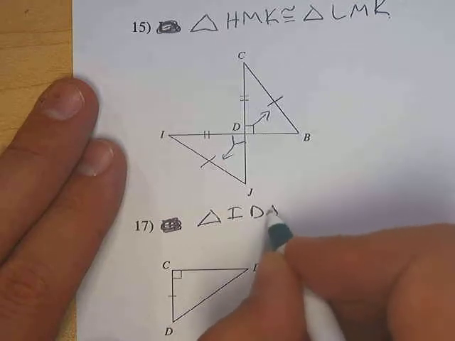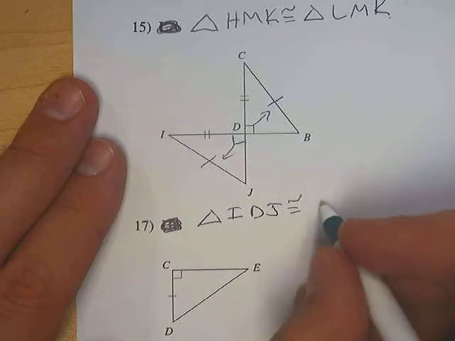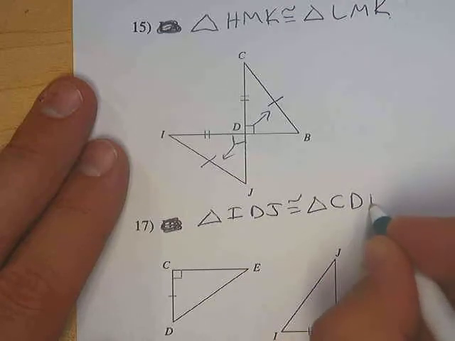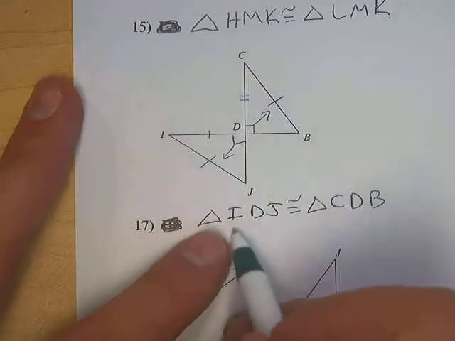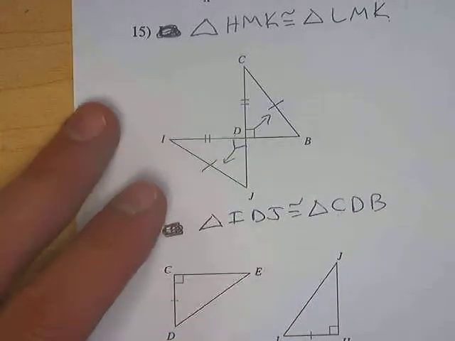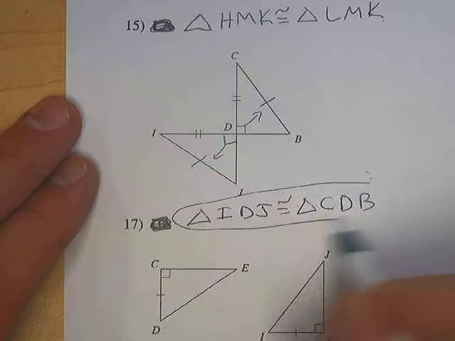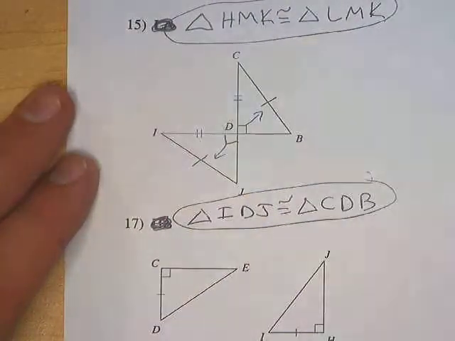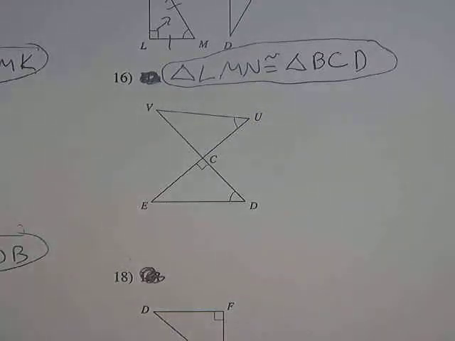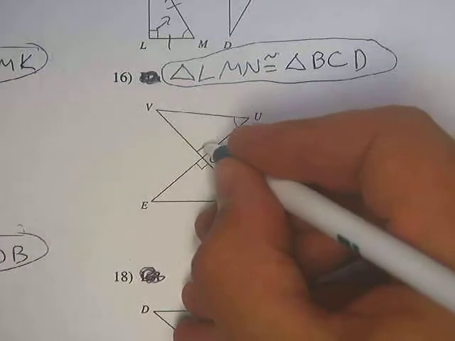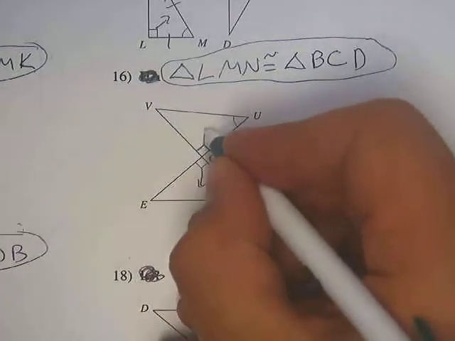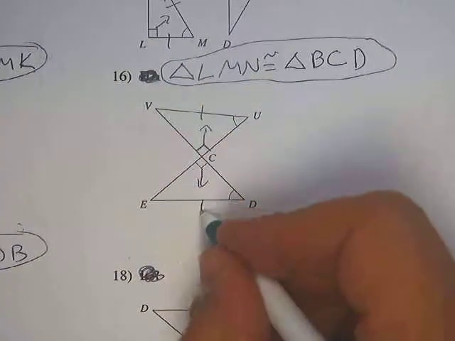All right, number 15. They have right angles. Hypotenuses must be congruent to be HL. So we could write a triangle congruent statement. Triangle IDJ is congruent to triangle CDB. I and D have marks, C and D have marks. All right. 3 more to go.